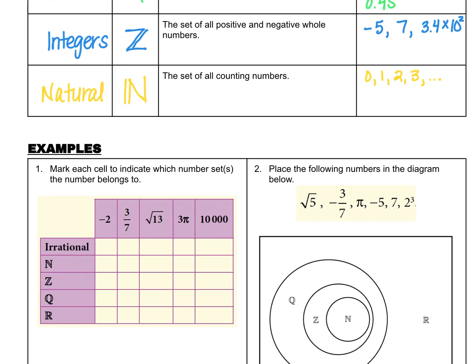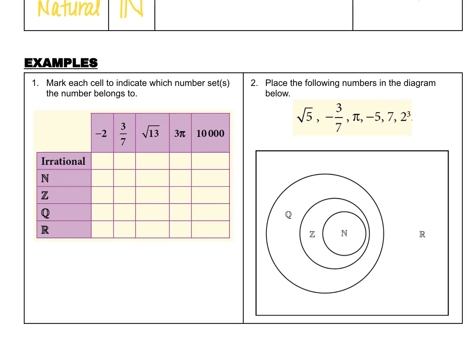So let's look at 2 examples in classifying these. Example number 1 says, mark each cell to indicate which number sets the number belongs to. So all of these numbers do not have an i on them, so we can automatically classify them as real numbers.